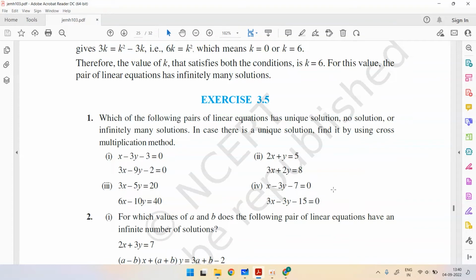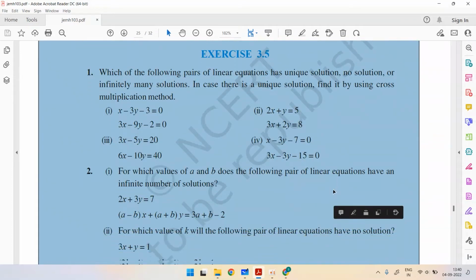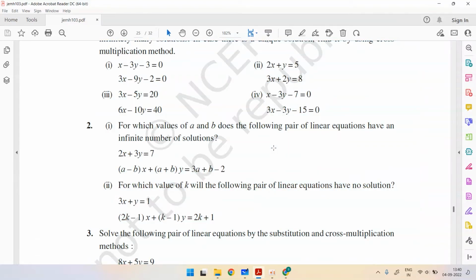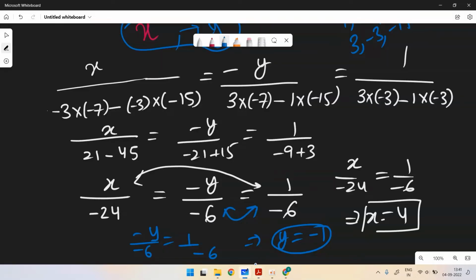Now next, second question. For which values of a and b do the following linear equations have infinite solutions? First part, one little k, this will be this. This k I have already solved in the example, so I will be taking question number second, first part. I will be taking both parts because I don't need to apply this formula.